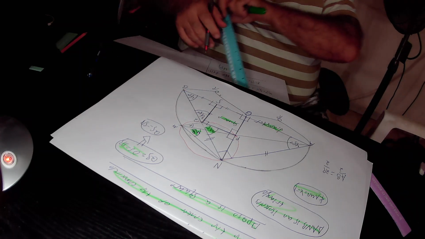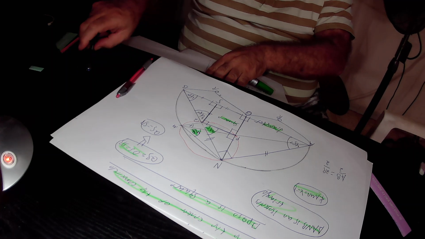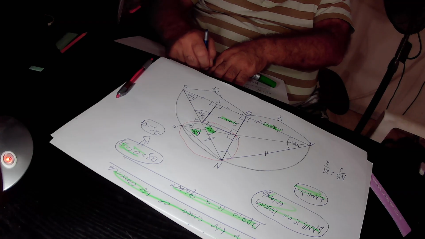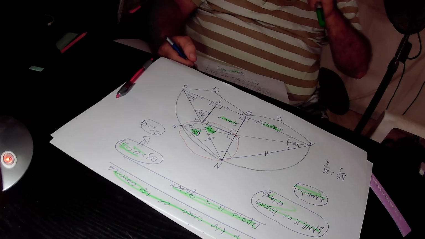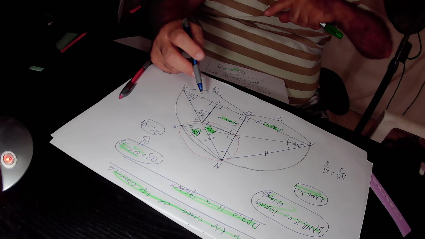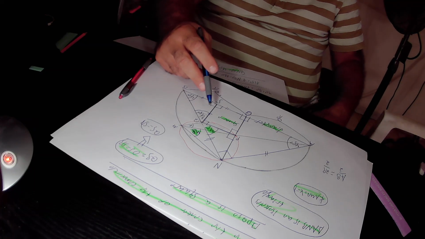And we have the rule that says that the sum of the opposite angles of a cyclic quadrilateral is equal to 180 degrees. Again, the sum of the opposite angles of a cyclic quadrilateral is equal to 180 degrees.